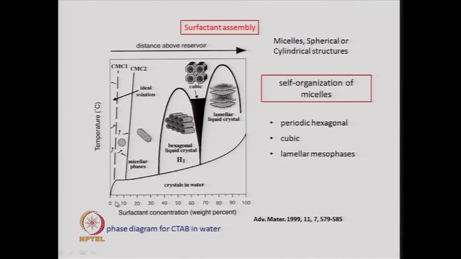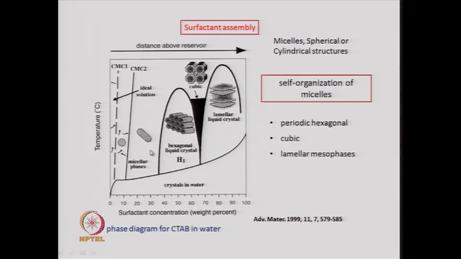So, for example, if you see at low surfactant concentration below 10, that means very small amount of surfactant molecules are there. They are more or less isolated, they do not aggregate to form any structure, till you come to a surfactant concentration which is called CMC1, and then these surfactant molecules aggregate to form this kind of micellar structures. If you increase the surfactant concentration further at a particular temperature, you may get the cylindrical micelles.